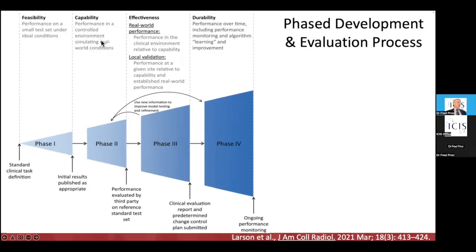And then there's a capability phase where you're actually seeing that this works in a controlled environment. So we're controlling the quality of the data, we're controlling the operational characteristics of the model. Okay, that's good. Now, if we pass that phase, we go to an effectiveness phase, real world performance. How does this work in a real clinical environment? And to do more local validation of performance at any given site. But again, it's a limited number of sites.